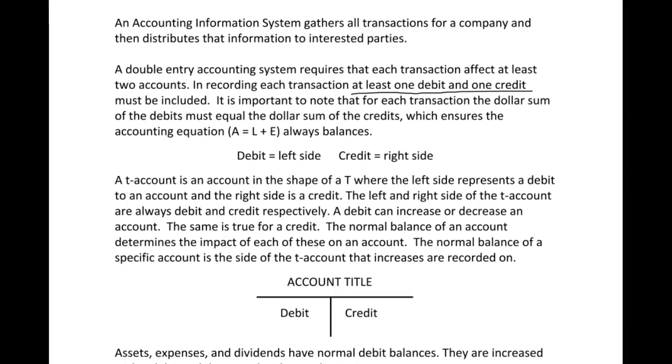All right. And so this ensures that our accounting equation, remember, which is assets equals liabilities plus equity, always balances, and we'll do more on that in the upcoming lessons.